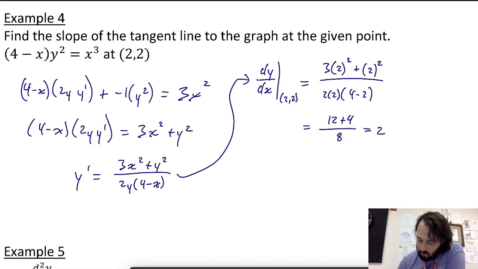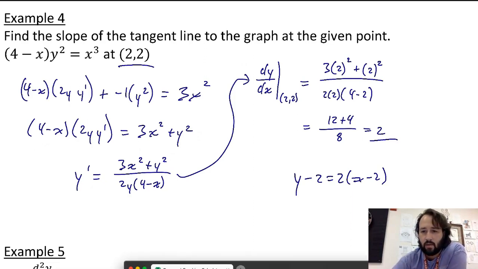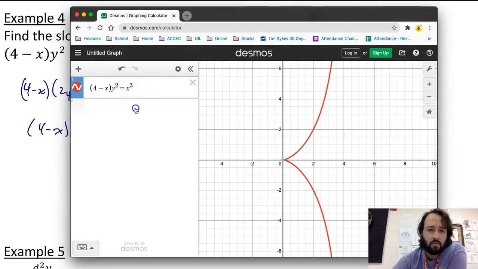If I wanted to write the equation, right, I would have y minus 2 equals 2 times x minus 2. Not just because this is a 2, but because these are also 2's. Everything is a 2 there. So let's look. Let's see. 2x, 2 times x minus 2 minus 2.